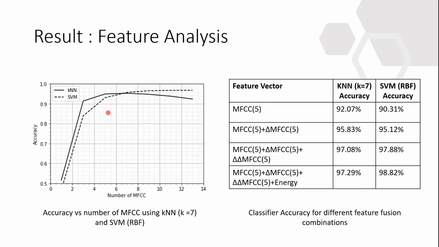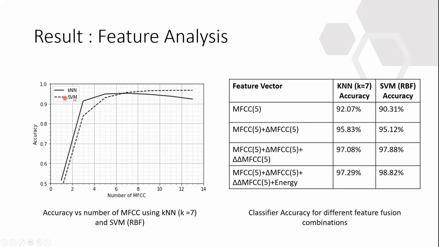We have also done a feature analysis and tried first to find the optimal number of coefficients for MFCC, and then tried to find the optimal combination of feature fusion. The table on the right is provided by Susie. First, we have done an analysis of the number of MFCCs that would be optimal for our algorithm. We have found that for an increasing number of MFCCs, we have an increasing accuracy up to 5 or 6, and then after that, we have a stabilization of our classifiers.